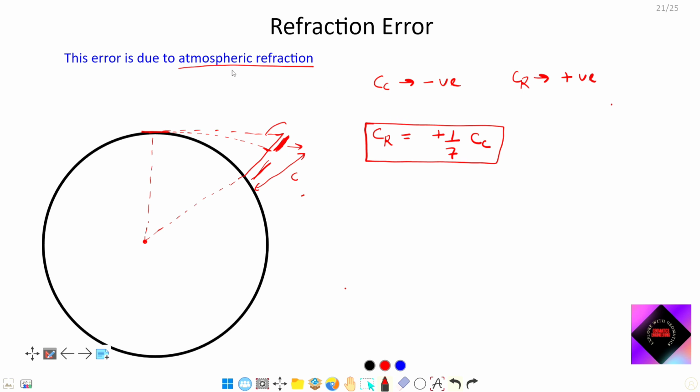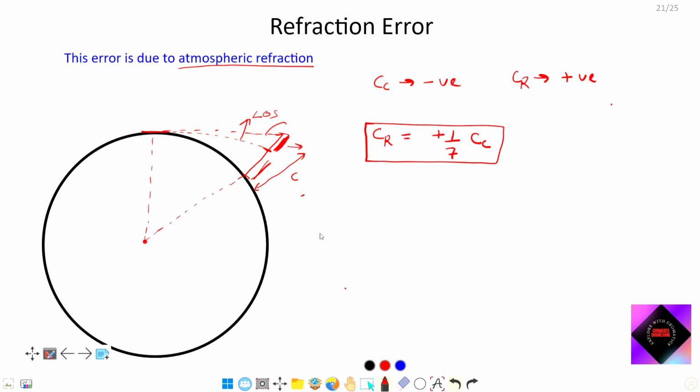Again, I am saying that because of atmospheric refraction, our line of sight bends a little, and we see this value. So it is reducing the curvature error. From this to this is our curvature error, but because of refraction it is reducing. So if curvature correction is negative, refraction correction will be positive, and the value of refraction correction is 1 by 7 times of curvature correction.